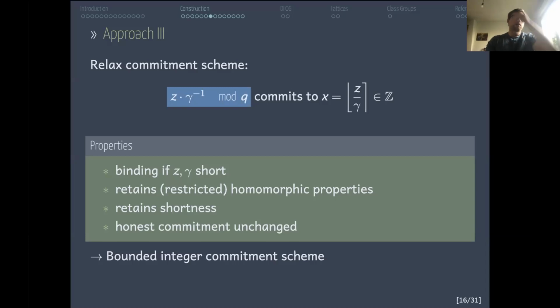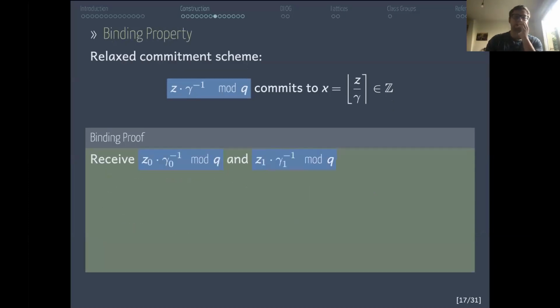So this is how we constructed bounded integer commitment schemes. And now we can use these. First of all, I wanted to quickly show binding to give a bit more intuition about why shortness is important. So in order to show binding, we just have two commitments that are equal.